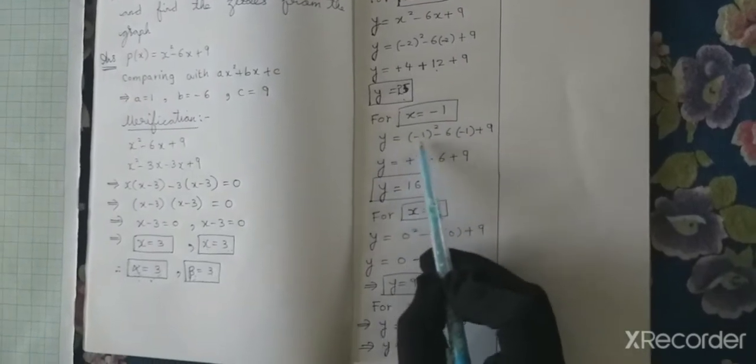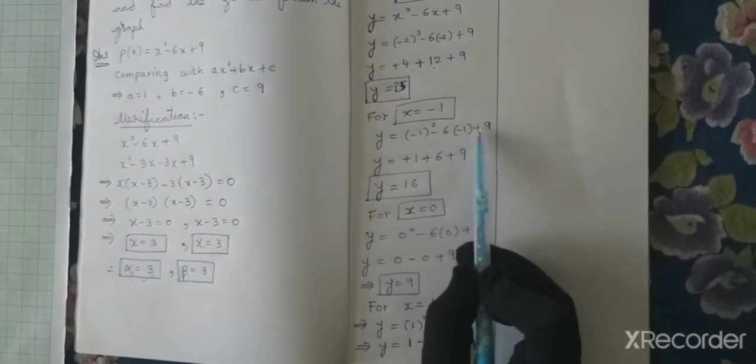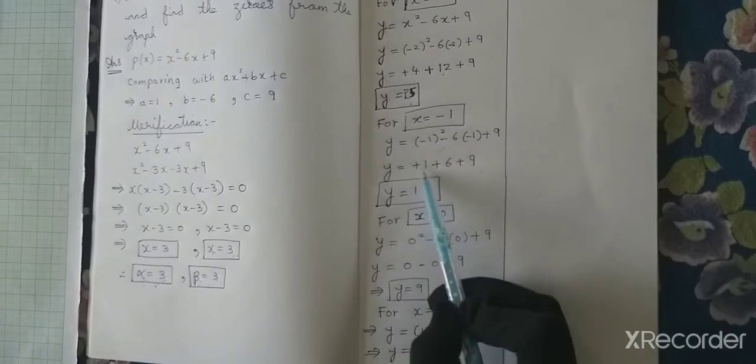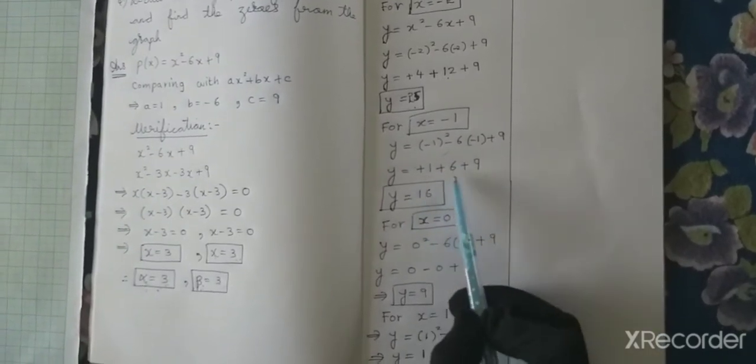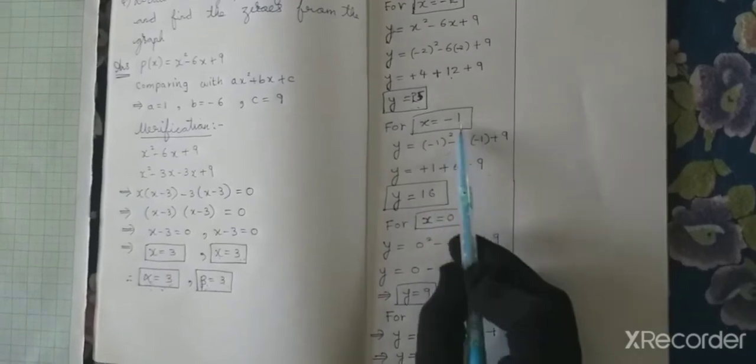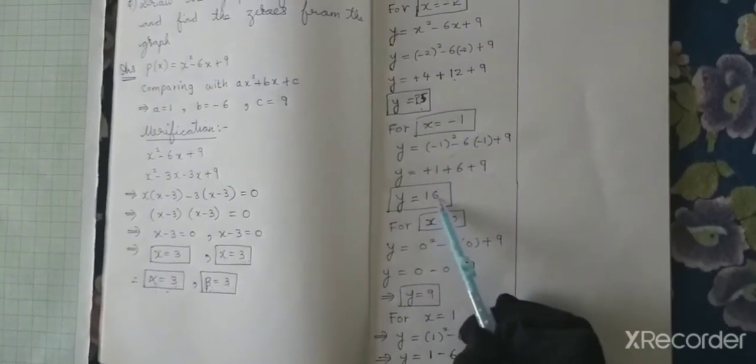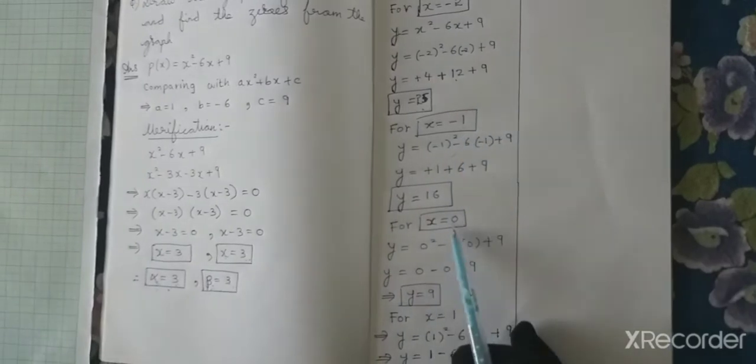So y is equal to minus 1 whole squared minus 6 into minus 1 plus 9. Minus 1 into minus 1 is plus 1. Minus into minus is plus. So plus 6 plus 9. So 6 plus 1 is 7. 7 plus 9 is 16. So when x is minus 1, y is 16. Now I took two negative values. Now I will take the value of x as 0.